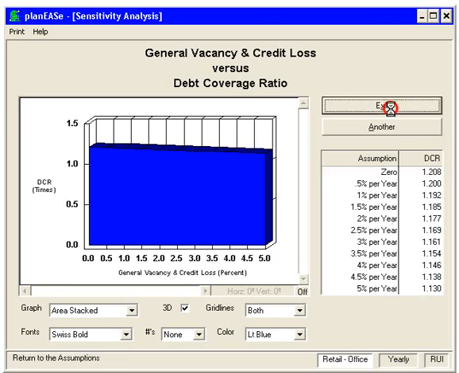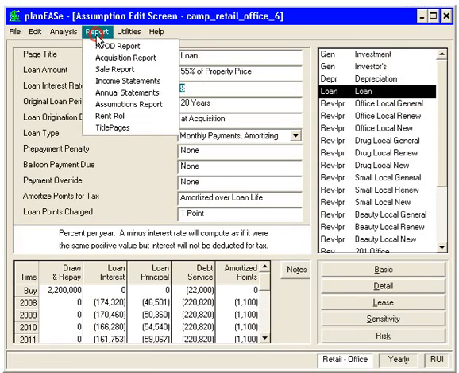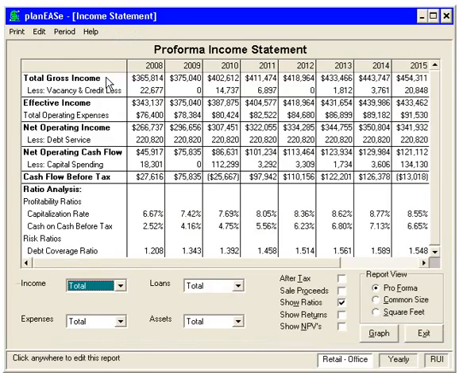Now if we click on Exit, we can also go back to the Report Income Statements and look at the debt coverage ratio over time. Now as we go through each year, it's only taking the current net operating income of that year and the debt service of that year to show you the debt coverage ratio. So what this is showing you is over time how the debt coverage ratio is looking.